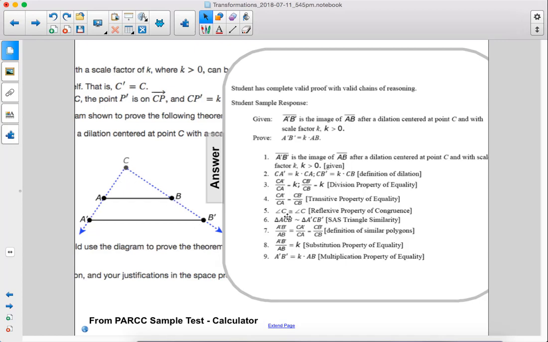And we know that angle C is congruent to itself because of the reflexive property of congruence. Therefore, these two triangles here are similar because of SAS triangle similarity. So because of the definition of similar polygons, we can then create this ratio: A'B' over AB equals CA' over CA equals CB' over CB. Then, because of substitution, A'B' over AB equals K, since we know that these are equal to K. Therefore, if you multiply both sides by AB, we get A'B' equals K times AB.